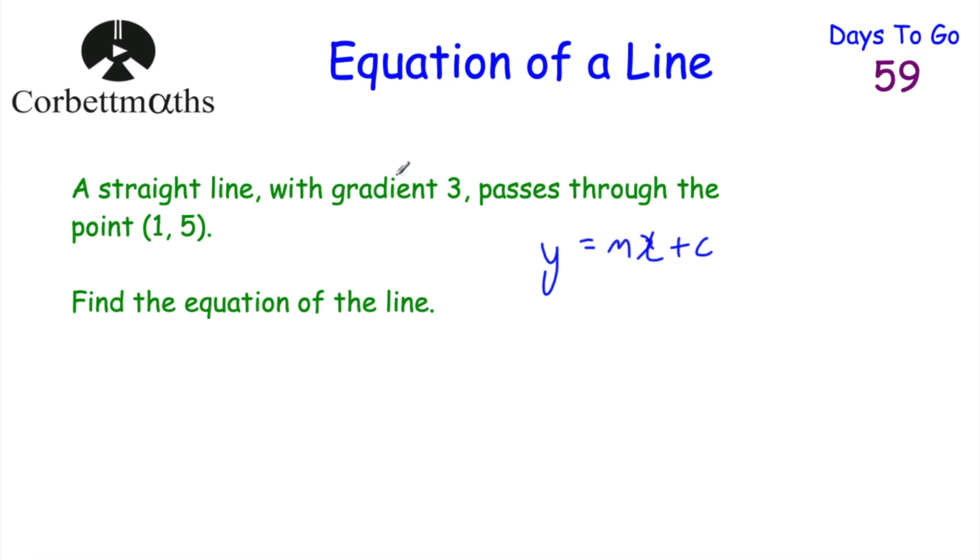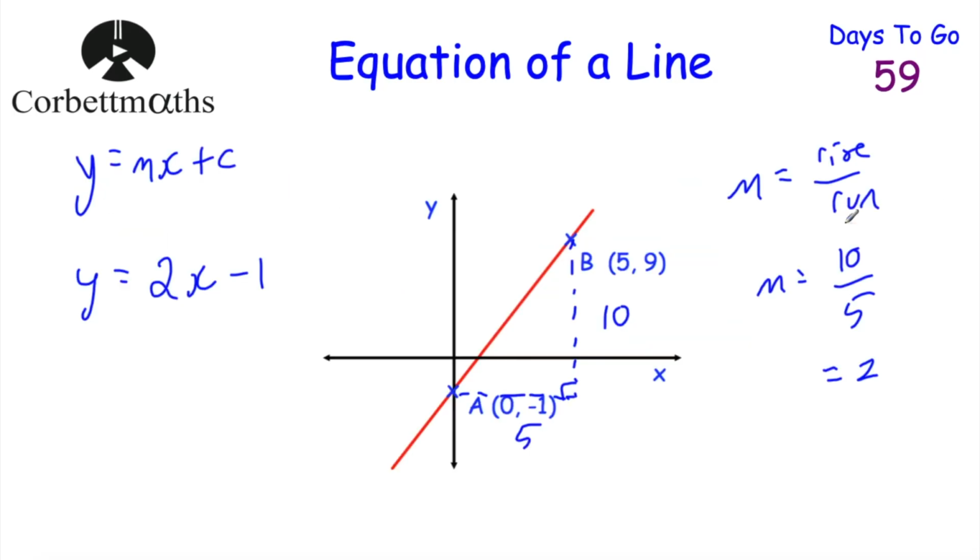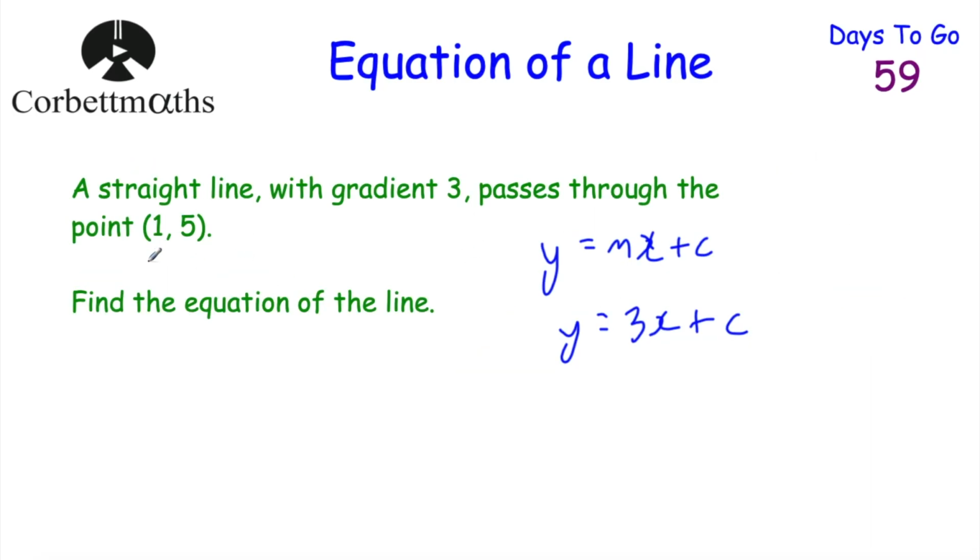Now we want to find its gradient. Actually, we know its gradient. It's going to be y equals 3x plus c. That's fantastic. Now in this question, we just need to find the y-intercept. But unlike the last one where we knew where it crossed the y-axis, this time we don't know where it crosses the y-axis. We just know that it goes through the point (1, 5). Now there's two different ways we can find this y-intercept.